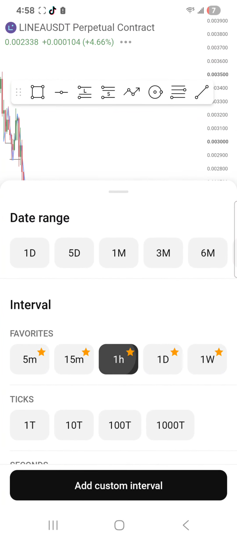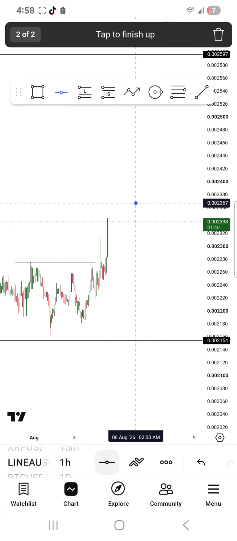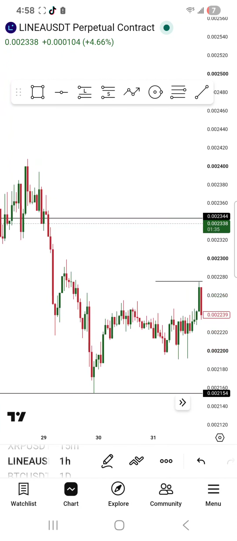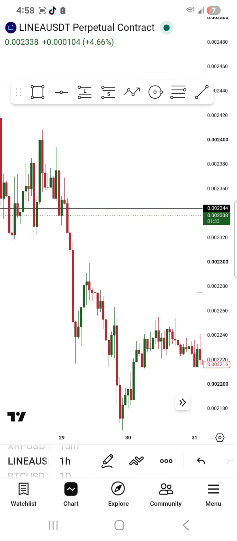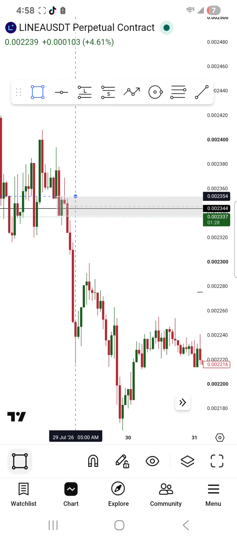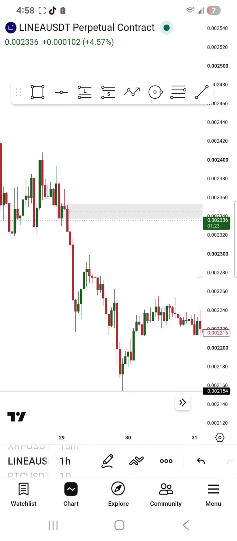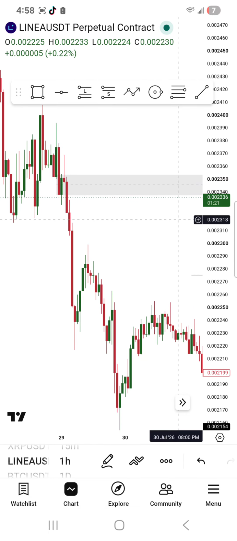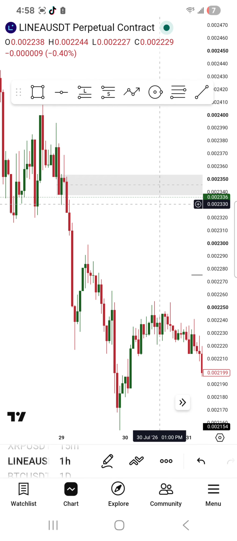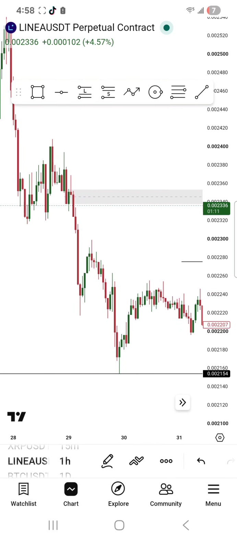So my bias is bearish. Let's go to the 1 hour time frame to see if we can find a bearish order block. Let us see, this is the highest area. Good, this is an order block. Price is currently at a bearish order block. This is the order block that we have here. This order block created a change of character, sorry, a break of structure.